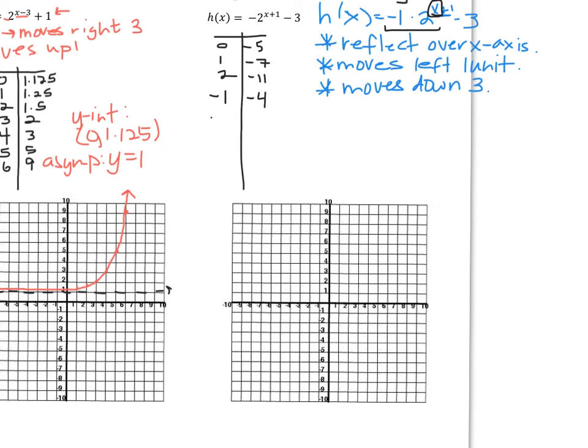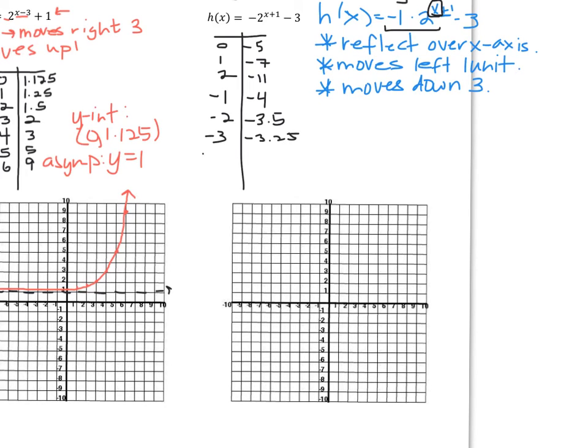If we plug in negative 2, we're just going to keep going. Negative 2 plus 1 is negative 1. 2 to the negative 1 is 1/2. Negative 1 times 1/2 is negative 1/2. Minus 3 would be negative 3.5. Negative 3. Negative 3 plus 1 is negative 2. 2 to the negative 2 is 1 over 2 squared, or 1/4, times negative 1 would be negative 1/4. Minus 3 would be negative 3.25.